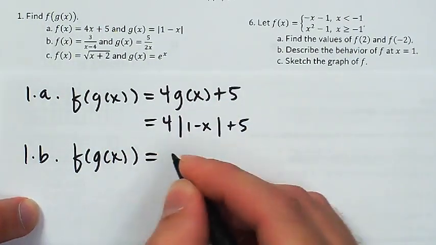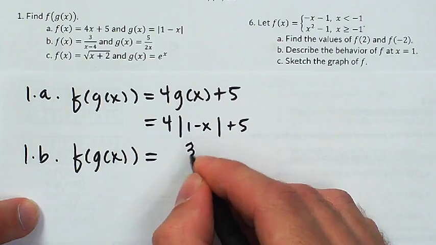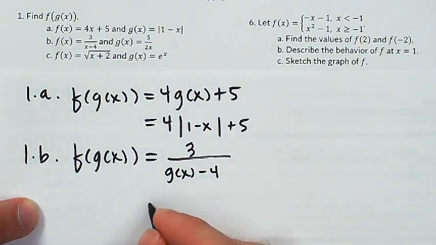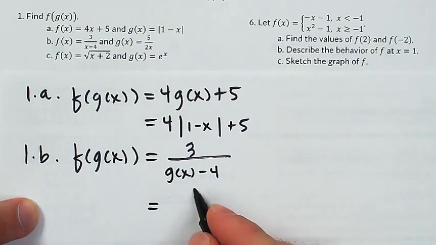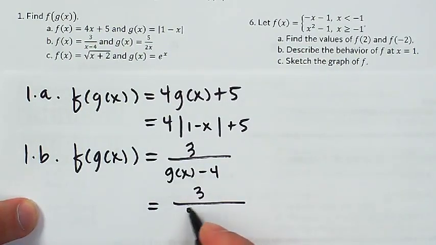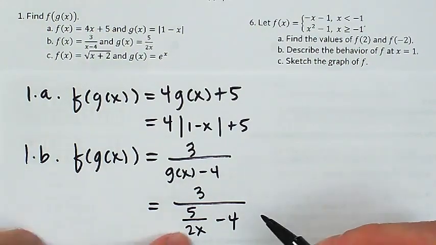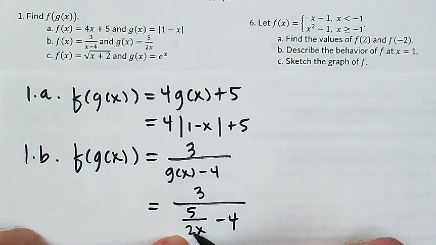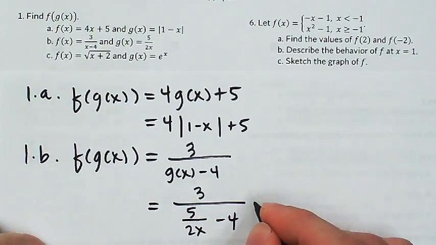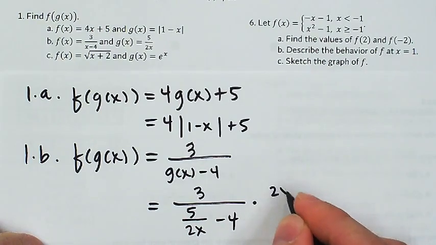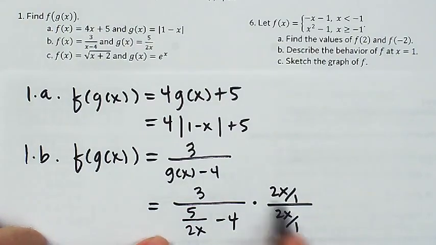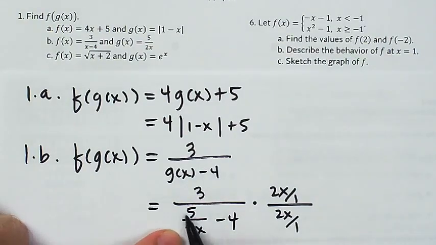So f of g of x equals 3 over g of x minus 4, and g of x is 5 over 2x. But the answer choice probably isn't going to look like this, right? So what we would need to do is get rid of this denominator. So what we could do is multiply on top and bottom by 2x, really like 2x over 1. And then we would distribute that in, and then the 2x's would cancel.